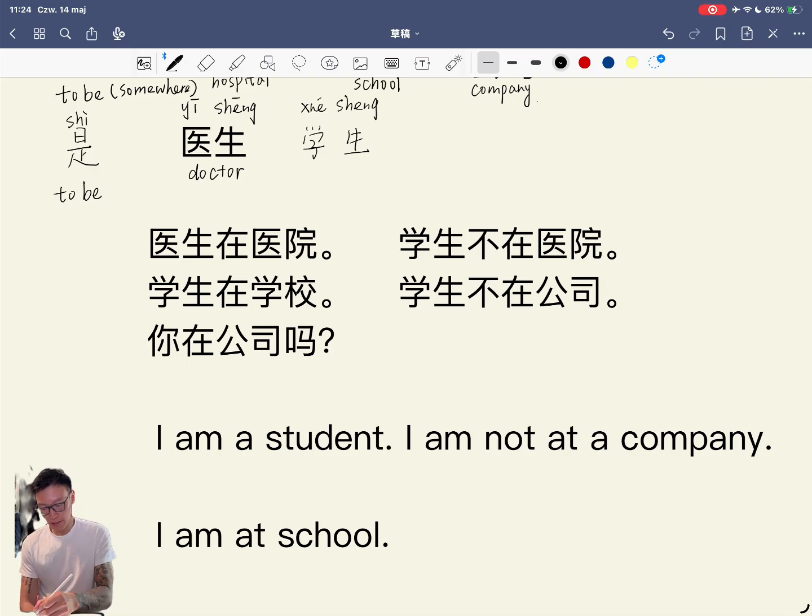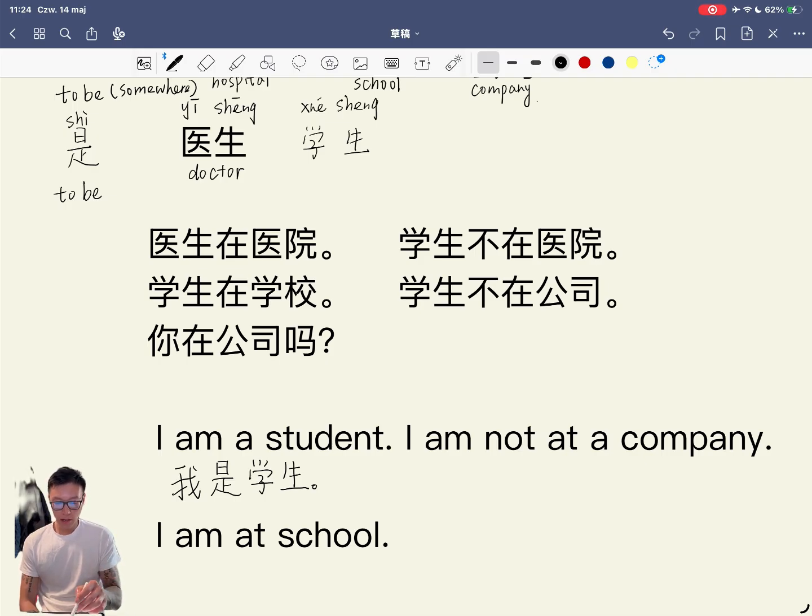So let's write it together. I is 我. Am 是. A student 学生. Okay, I'm a student. 我是学生.